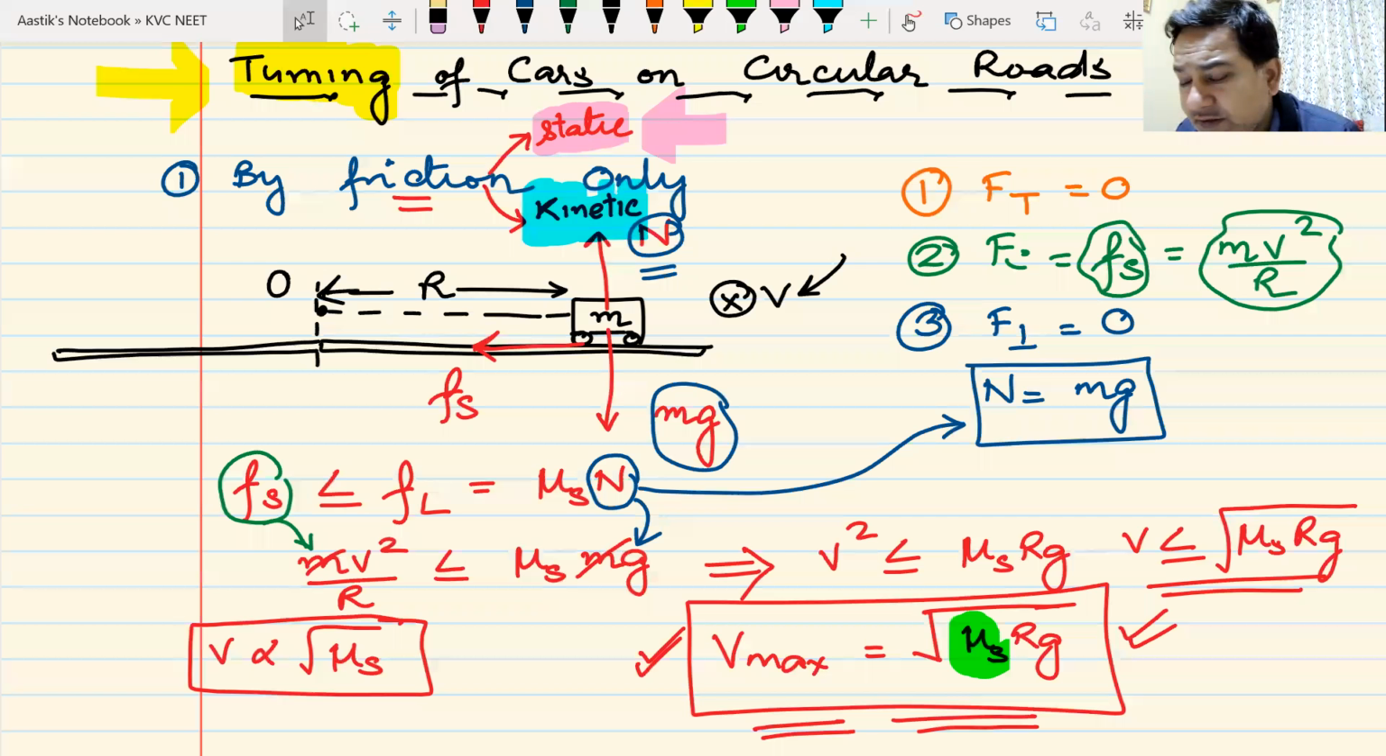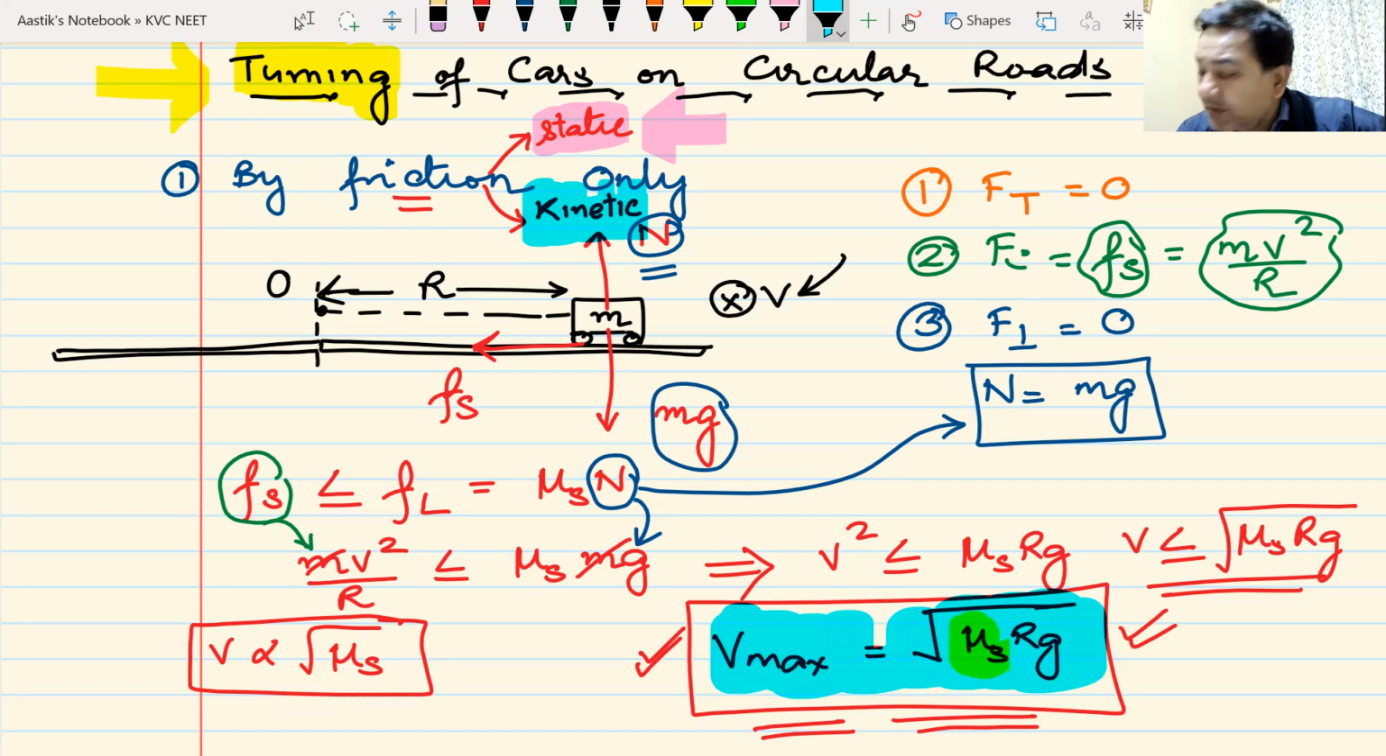And as we saw, the vehicles can turn using two things. Either they can turn using friction only, and in that case we saw that the maximum velocity that is possible for turning is Vmax equals root over mu s into rg. This is the maximum velocity that is possible for a car or a truck or a bike or a cycle to turn on a circular track only using friction.